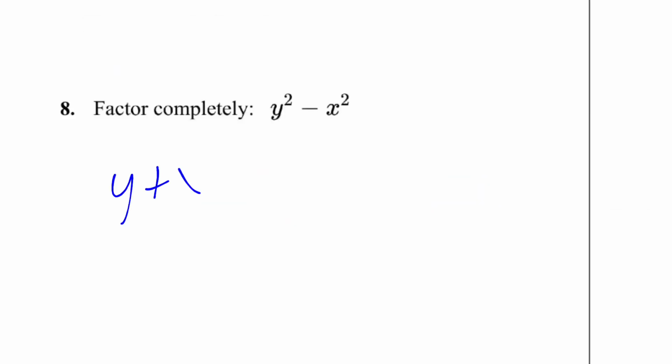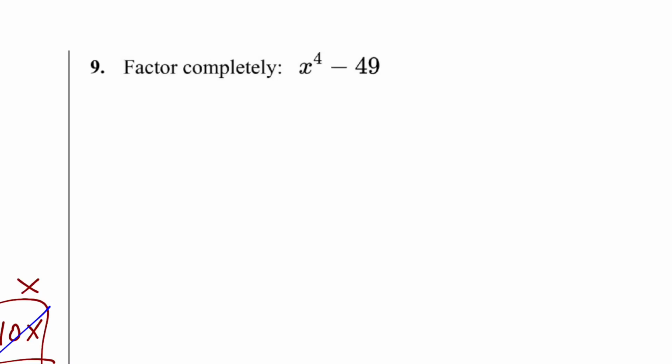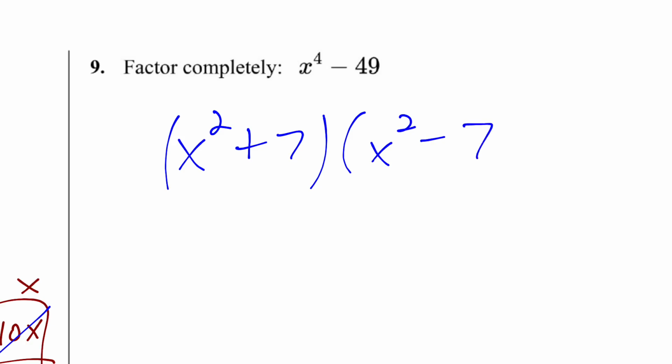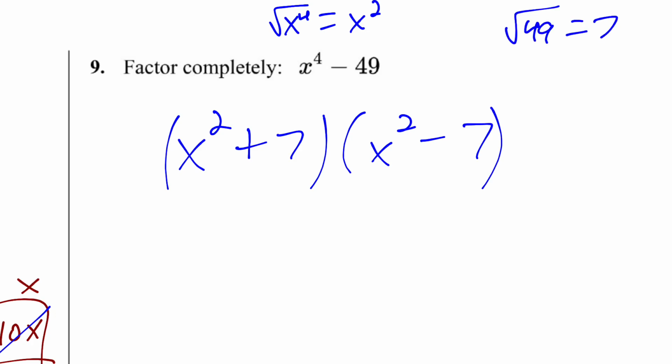So this will be y plus x times y minus x. Notice that the exponents just get cut in half, but the pattern continues. So if I have a larger exponent like 4, this is x squared plus 7 times x squared minus 7. So the square root of x to the 4th is x squared. And the square root of 49 is 7. And then I keep it in that same pattern where I have a plus and I have a minus, and they're the exact same factors otherwise.